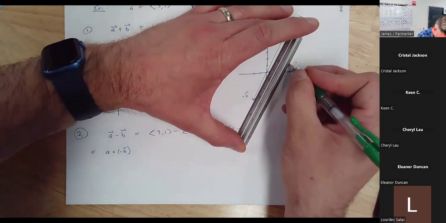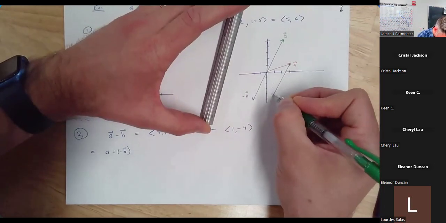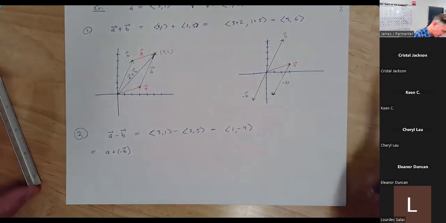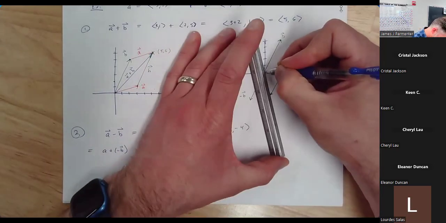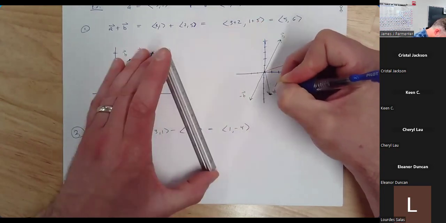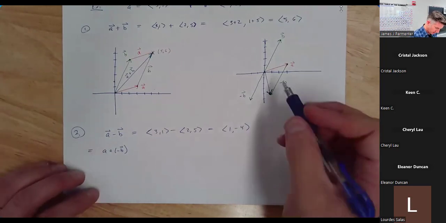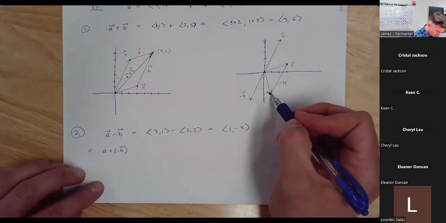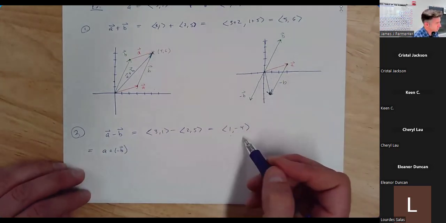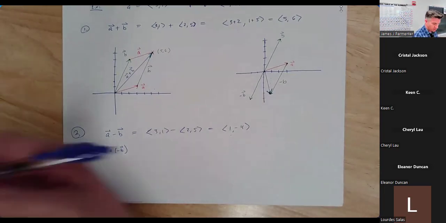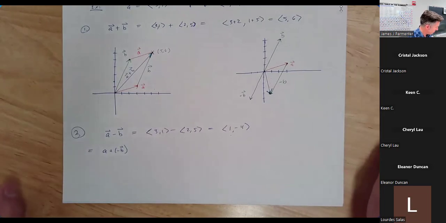And again, sometimes the pictures don't work out perfectly. So here's my resulting A minus B, which is going over 1 and down 4, just like the result looks like it is. So calculating vector addition or subtraction is pretty straightforward. Graphing it can be a little stranger.